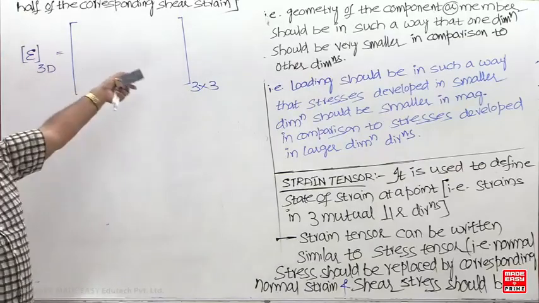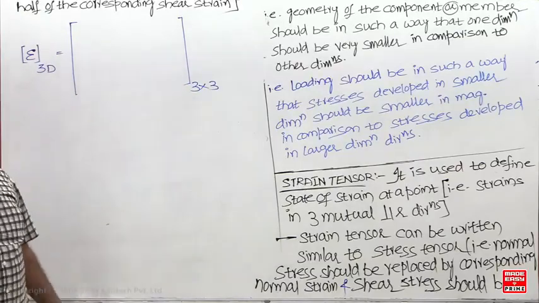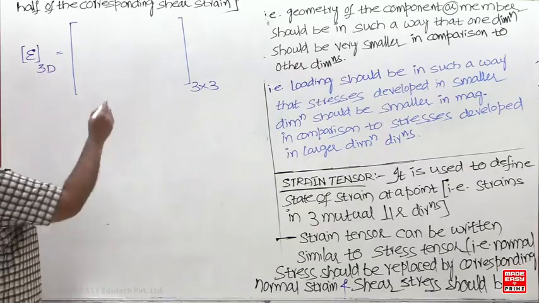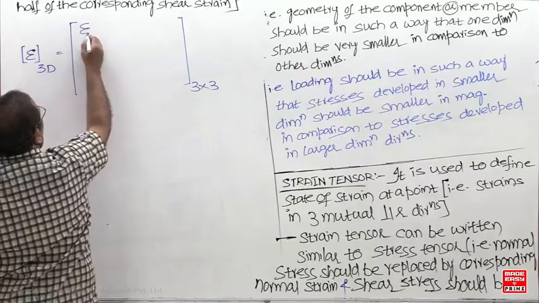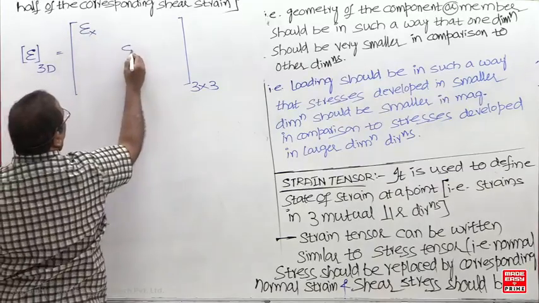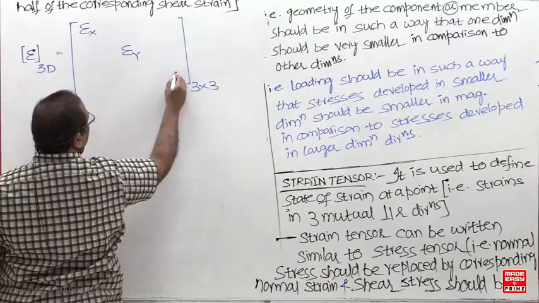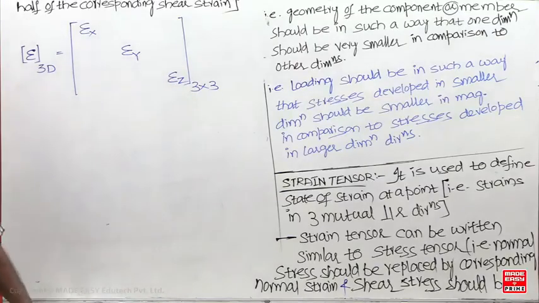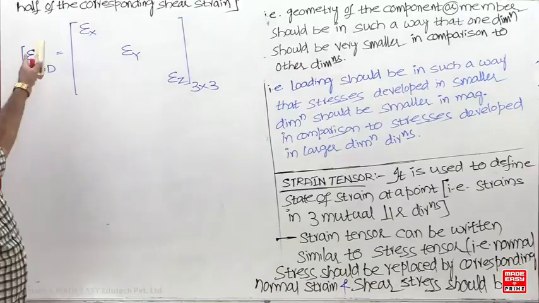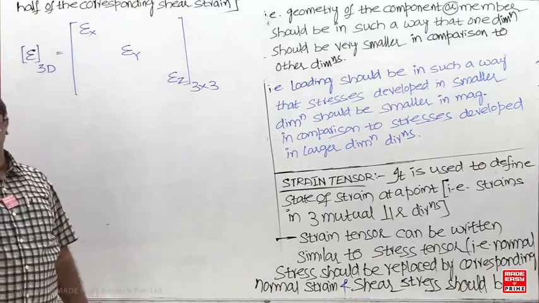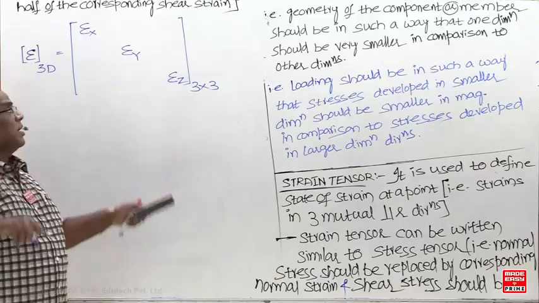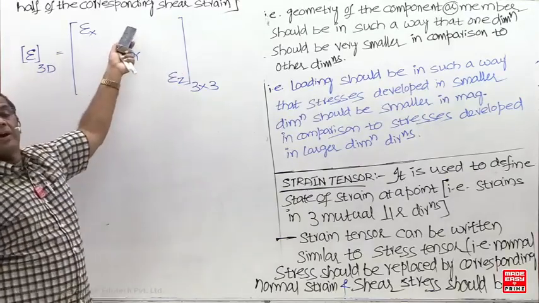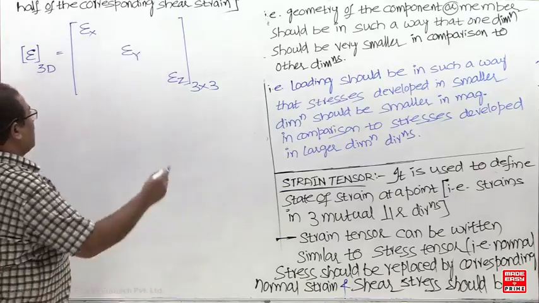Along the diagonal, you had taken the normal stresses sigma x, sigma y, sigma z. What change do you have to make? Sigma x should be replaced by epsilon x: epsilon x, epsilon y, epsilon z. And the first row, which represented stress on the x face, now represents strains on x. In place of tau xy, you should write gamma xy by 2.